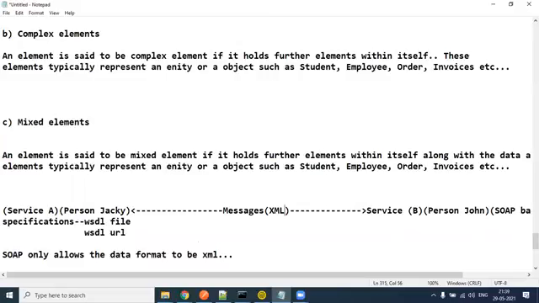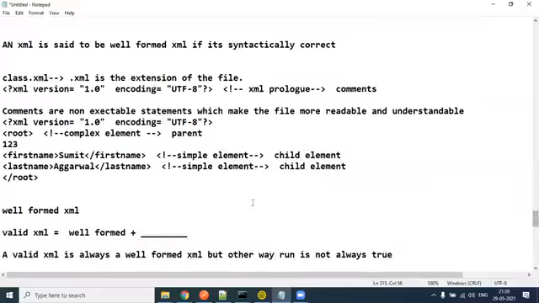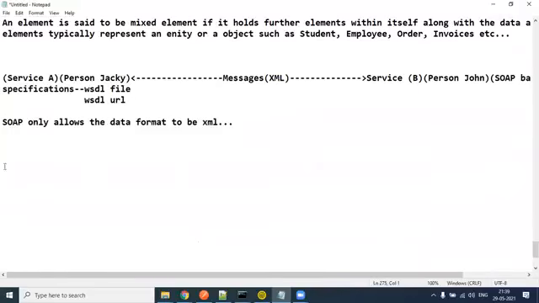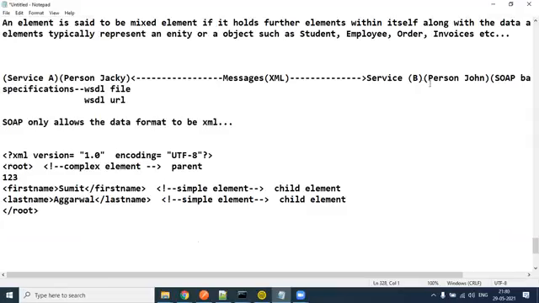I'll repeat my question. We understand that there is a specification file. We understand it is a SOAP service. Since SOAP allows only XML, let's say this person Jackie is trying to send a legitimate XML. Maybe this XML. It is definitely a legitimate XML. You can check on the internet, go to an XML validator, and check it out. Now, let's say Jackie tries to push this XML towards service B. My question is, will service B accept any well-formed XML?